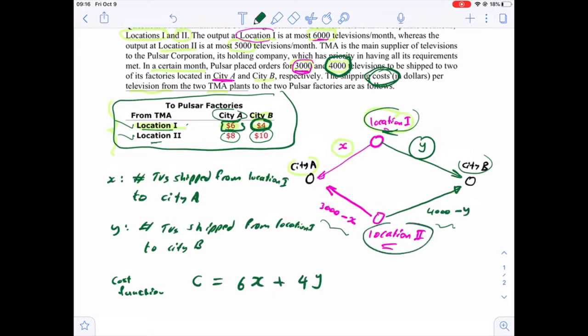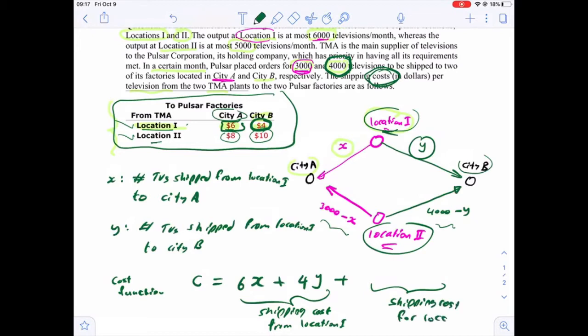Similarly, for location 2, we want to find the cost of shipping from location 2. So we add that to the shipping costs from location 1. Now for location 2 we send 3,000 minus X to city A, but that costs $8.